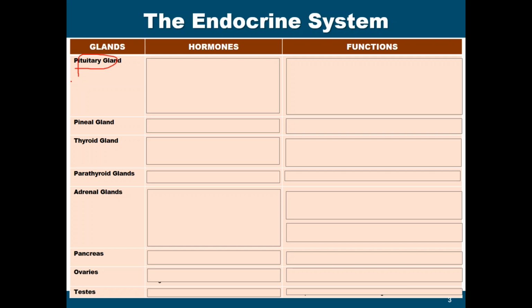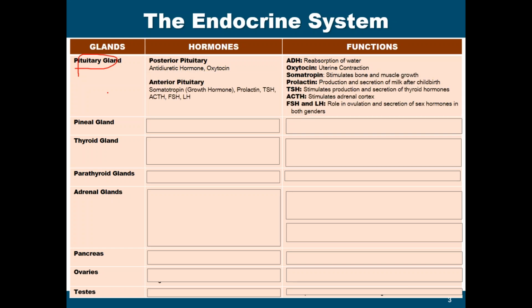And also your pituitary gland secretes what you call the stimulating hormones. Hormones that stimulate the other glands of the body to produce hormones, like your thyroid gland, like your ovaries and your testes, and your adrenal glands as well. The pituitary gland actually has a lot of hormones, because it is divided into two main divisions. You have your posterior pituitary gland and your anterior pituitary gland.